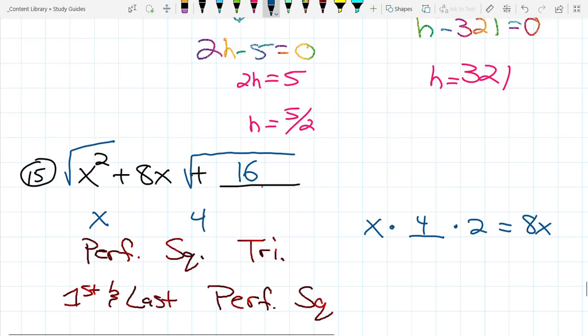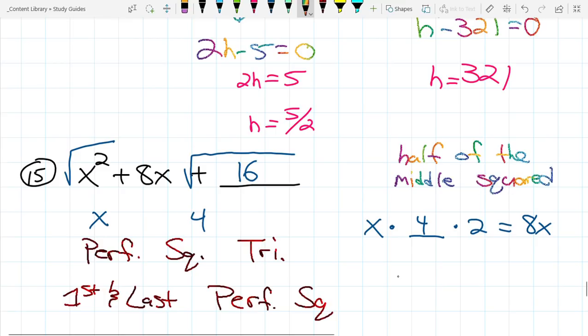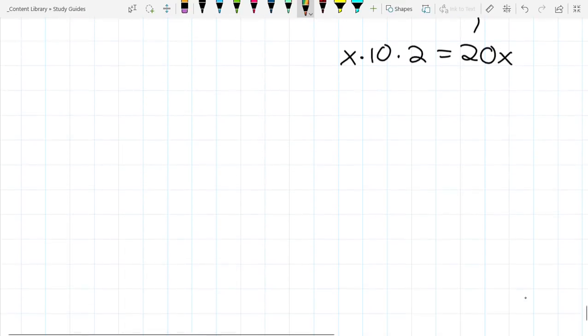Now that's the mathematical intuitiveness of how to do it, but if you're looking for just the formula and you don't want to go through all this process, to complete the square, you take half of the middle and you square it. So we would have taken half of 8, which is 8 divided by 2, which is 4, then we square it, which gives us the 16. That's the shortcut.